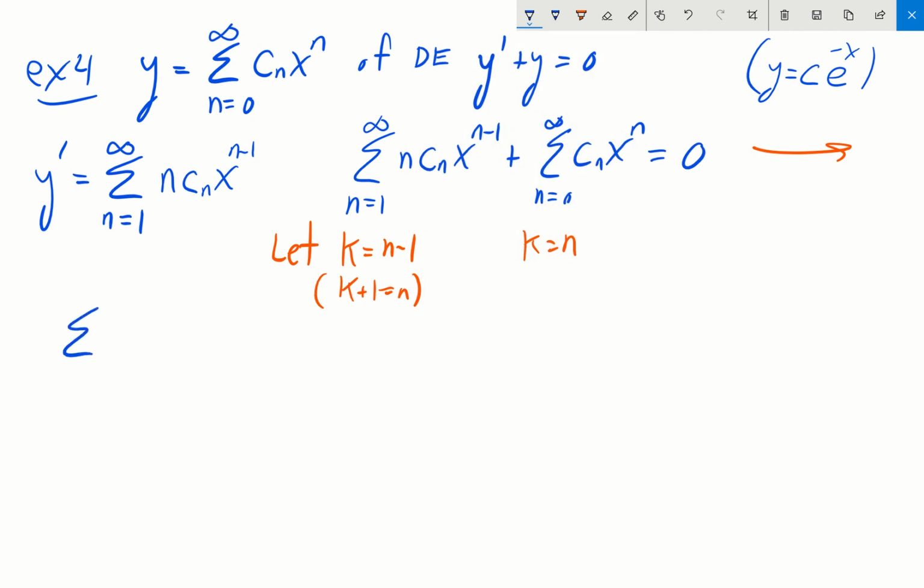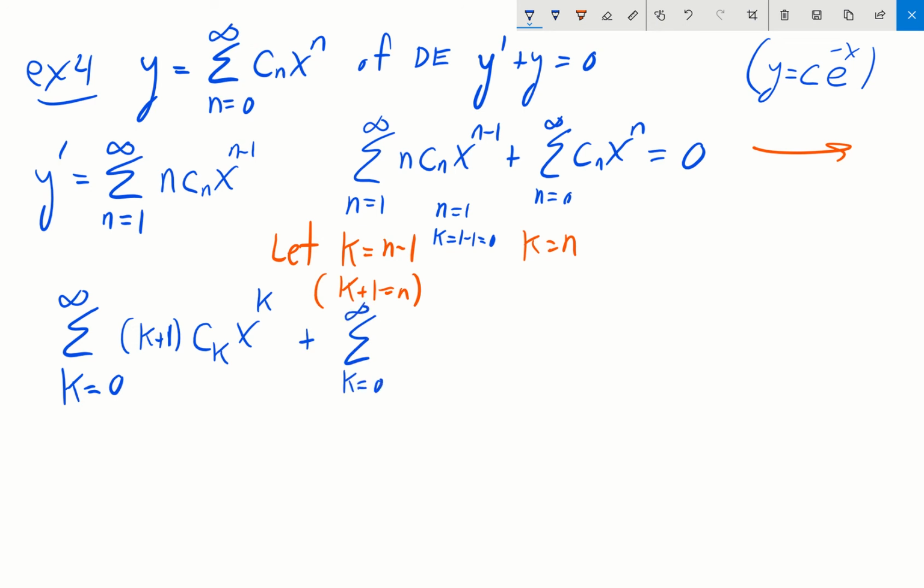This is going to be the sum. Now this series started when n equals 1. When n is 1, k is going to be 0. So it's going to be from k equals 0 to infinity of n times cn, that's going to be k plus 1 times ck x to the k, plus the sum from k equals 0 to infinity of simply ck x to the k, equals 0. Now that we have these starting at the same power of x and the same index, we can go ahead and combine them. This is the sum from k equals 0 to infinity.